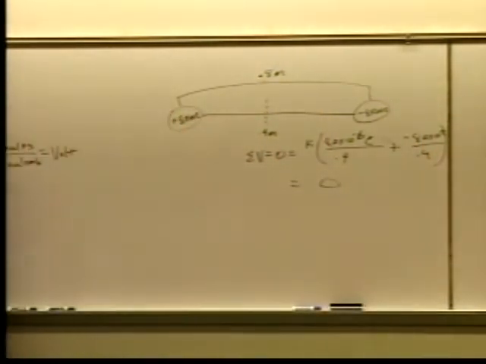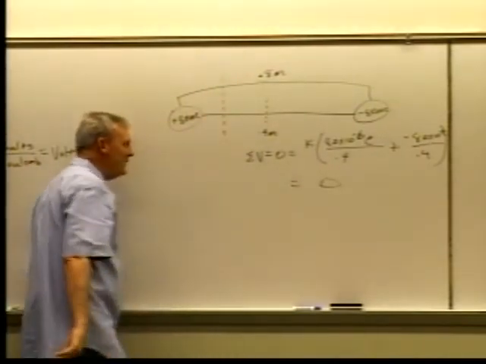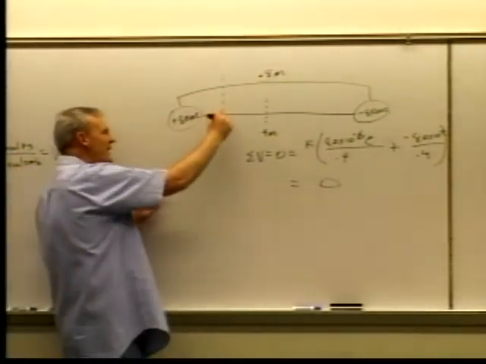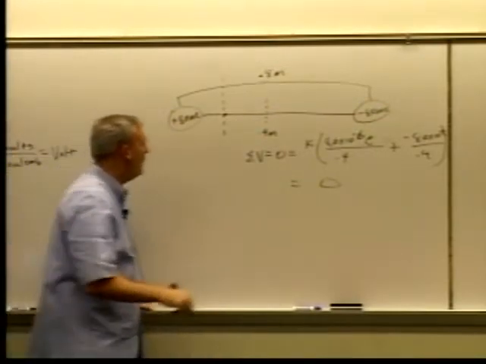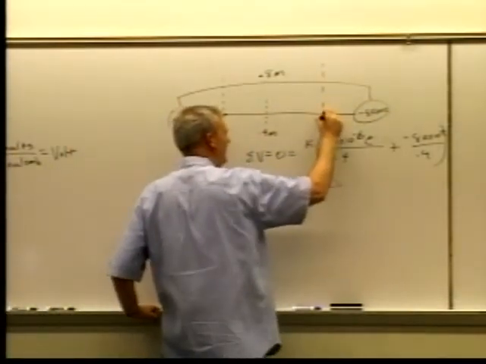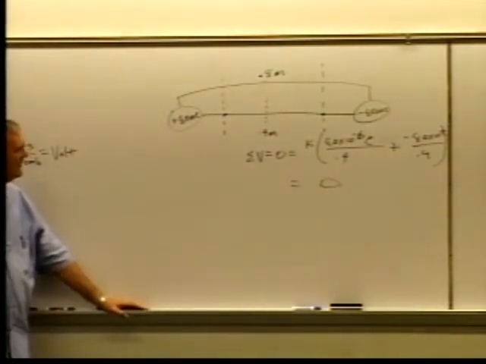I've just factored the K out as being common to both of them. Now, what about right here? At this point, do you think the potential is going to be positive or negative there? It'll be positive. And what about over here? Is it going to be positive or negative? Negative. Right. It's going to be negative.